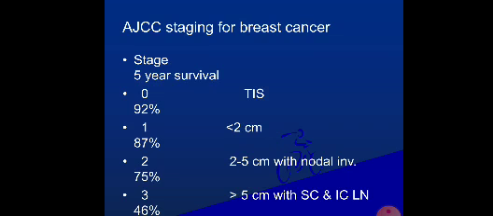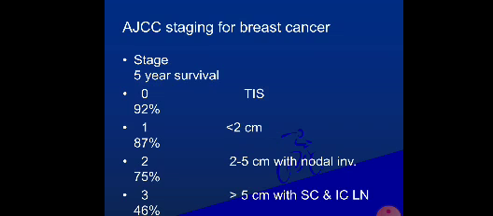AJCC staging for breast cancers. We divide the cancer into stage 0, 1, 2, 3, and the 5-year survival is also here. Stage 0 is known as in situ carcinoma. Stage 1, if the tumor size is less than 2 cm. Stage 2, if the tumor size is 2 to 5 cm with nodal invasion. Stage 3, if the tumor size is more than 5 cm with supraclavicular and infraclavicular lymph nodes involved.